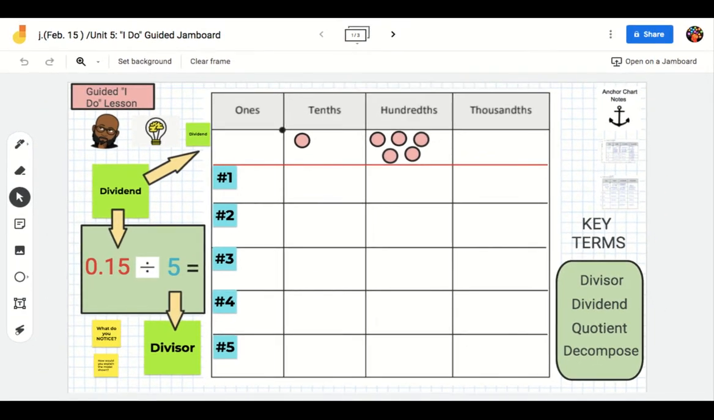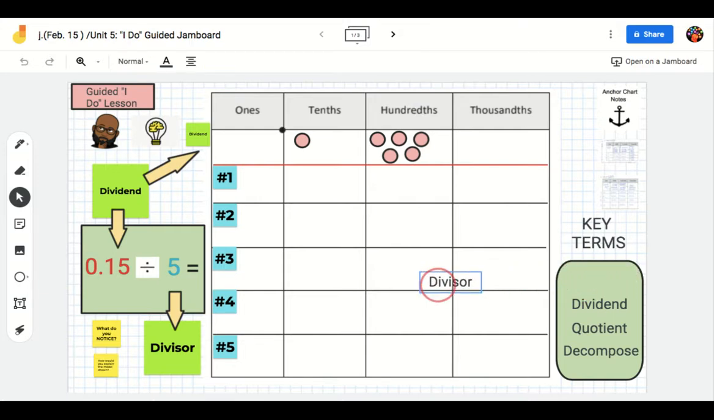All right, so everyone, let's look at our anchor chart. In the anchor chart, I have all of the key words that help you to be able to communicate your division understanding. First key word is divisor.